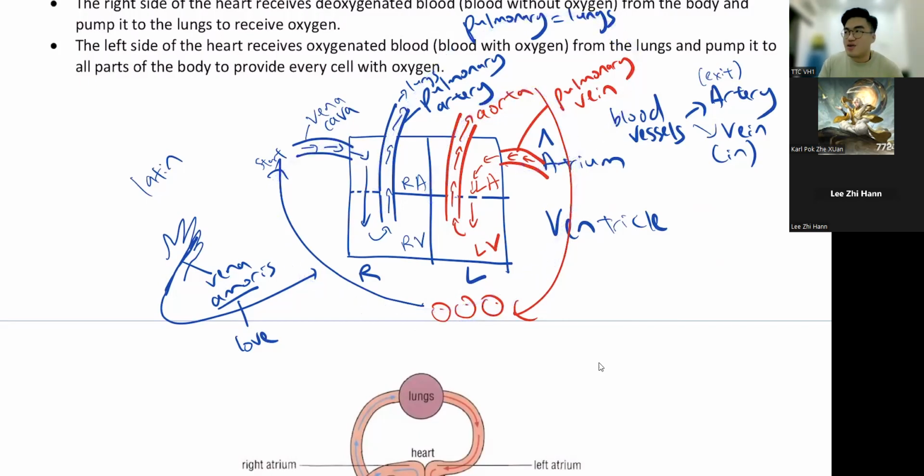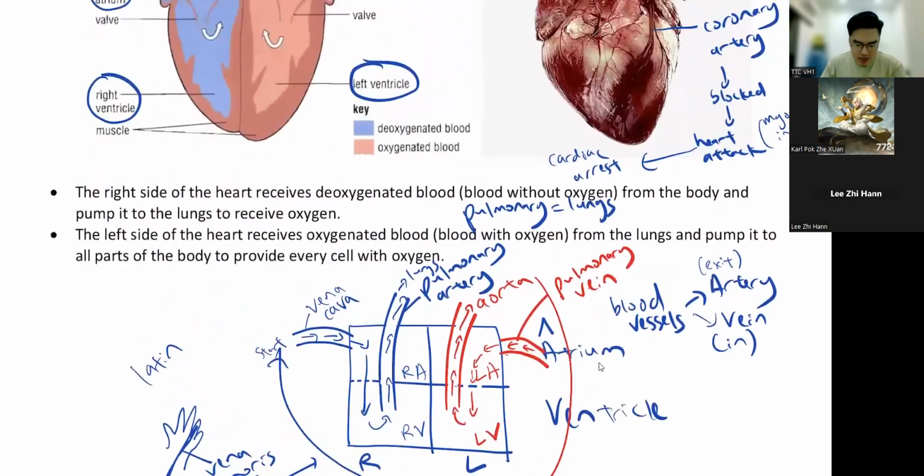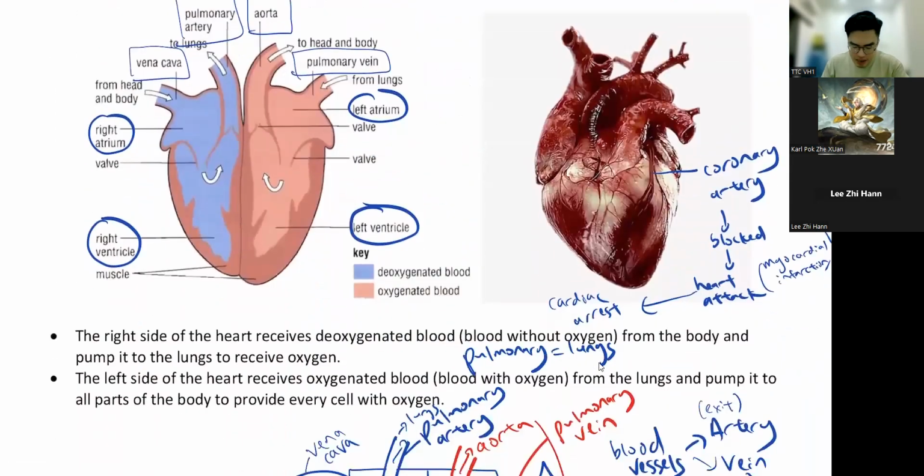Like I said, this is like your Shopee delivery truck. One is to go and collect your parcel. One is to go deliver your parcel. So this makes one complete circulation. All right, one circulation, it goes to two places, to your lungs and then to your body. Okay, guys, I hope this makes sense. So that will be your heart.